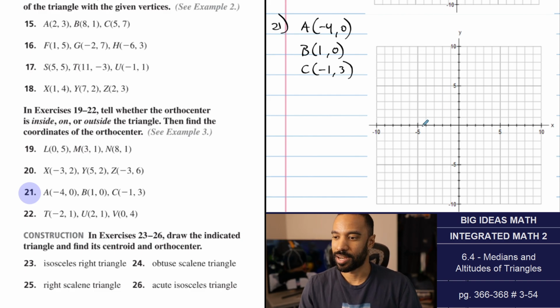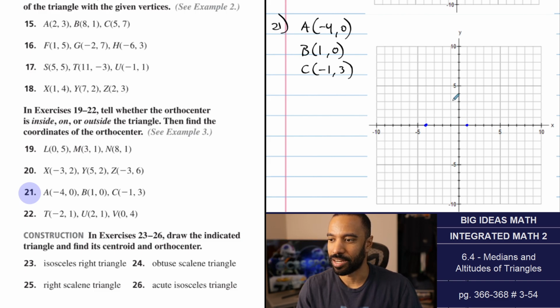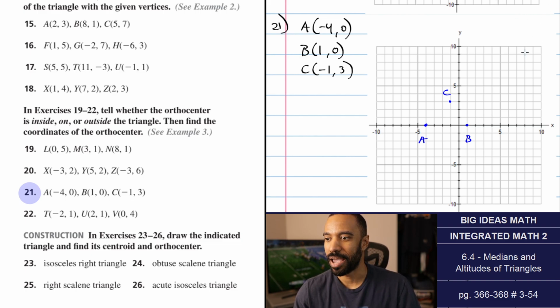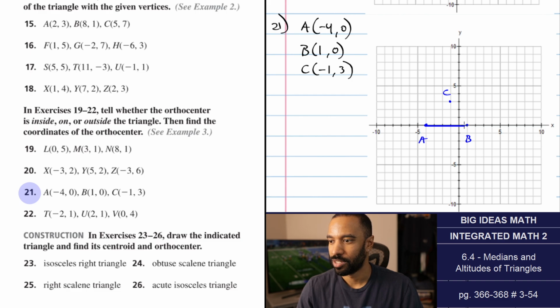All right, A is at negative 4, 0. B is at 1, 0. And C is at negative 1, 3. Now, there's a question within, a very good one, which is, what kind of triangle is this? This is one where you might need to answer it after you do the drawing.